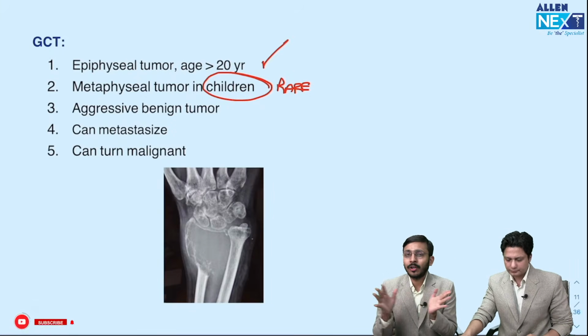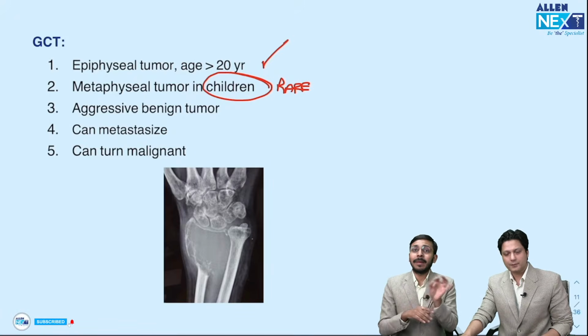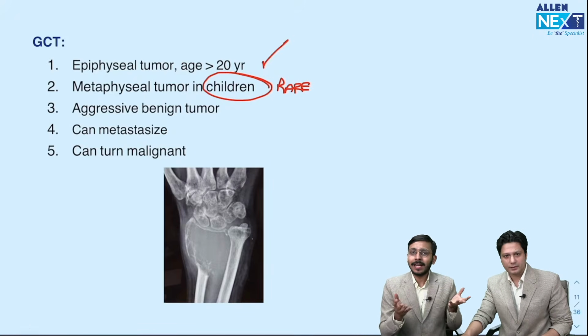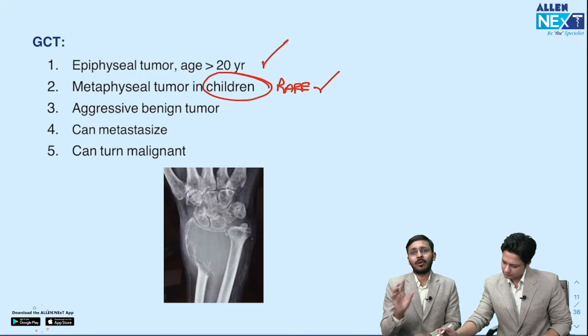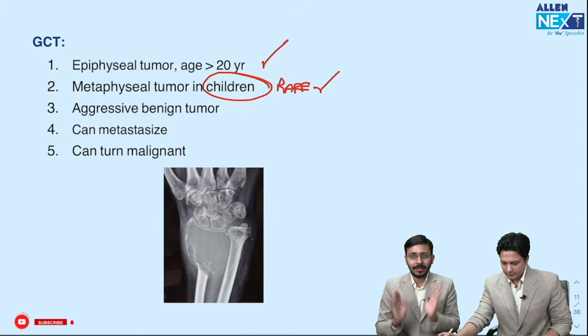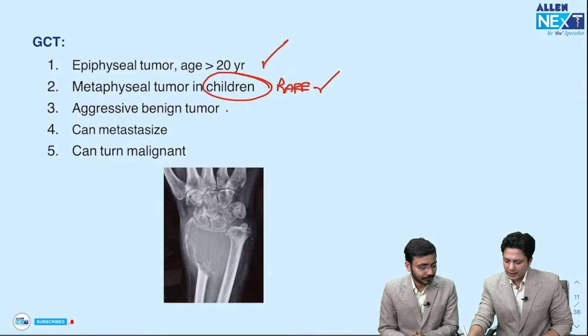Rest of the lesions that we talk about are meta-diaphyseal. But meta-epiphyseal lesions are very rare. And as sir said, two important things you have to remember: GCT and chondroblastoma. And age helps you tackle that question. So it's an aggressive benign tumor.